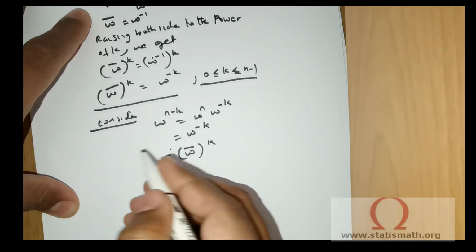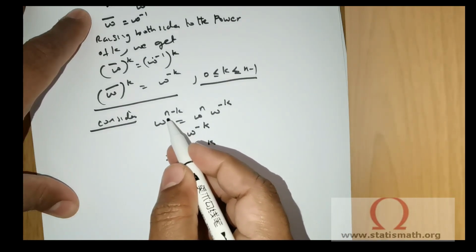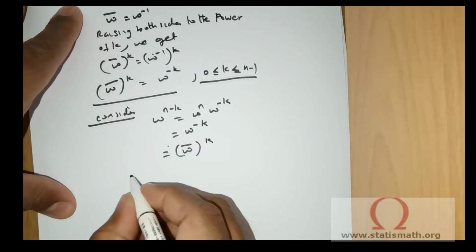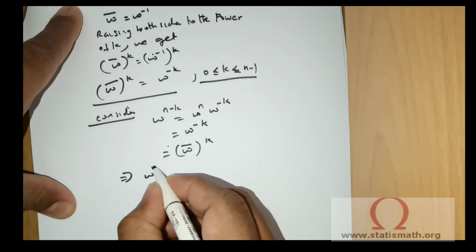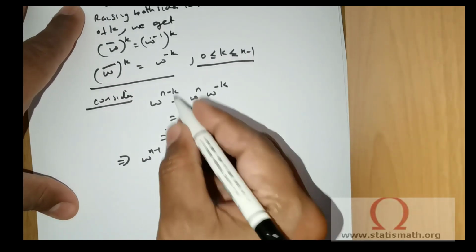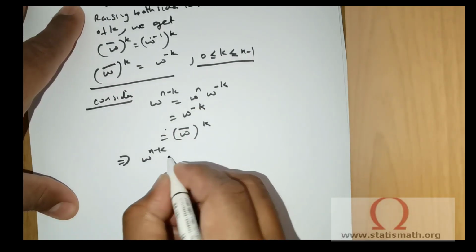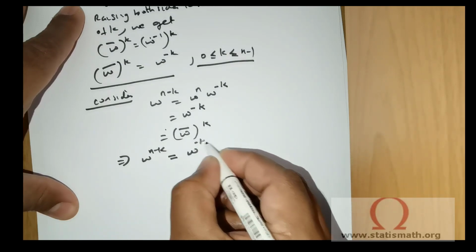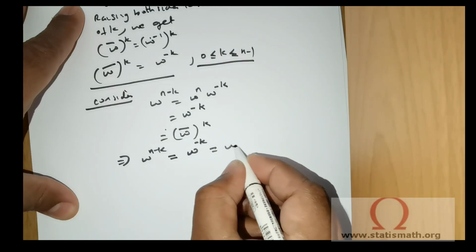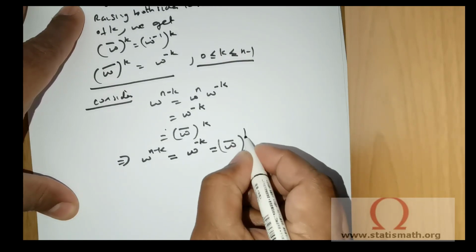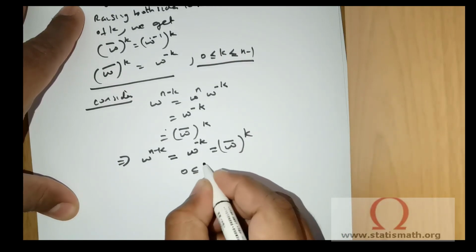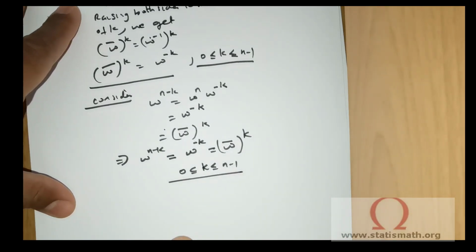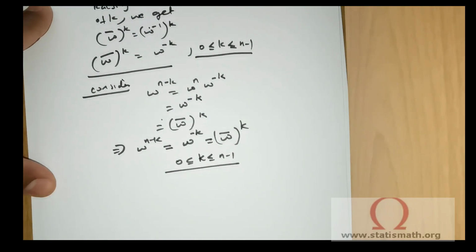So now what have I got? I started with omega raised to the power n minus k, and then I've got omega bar raised to the power k. So this implies omega raised to the power n minus k is equal to omega raised to the power negative k, which is equal to omega bar raised to the power k. Of course, the value of k lies between 0 and n minus 1. So these are some of the important results we have to know.